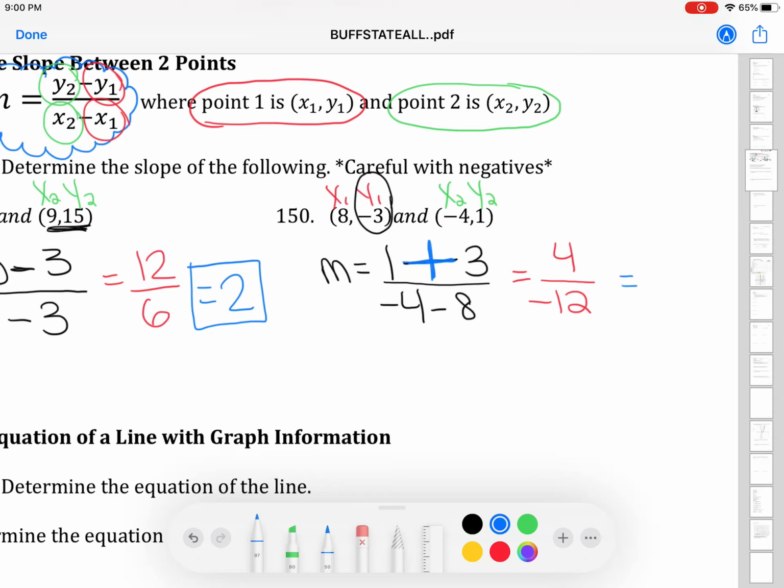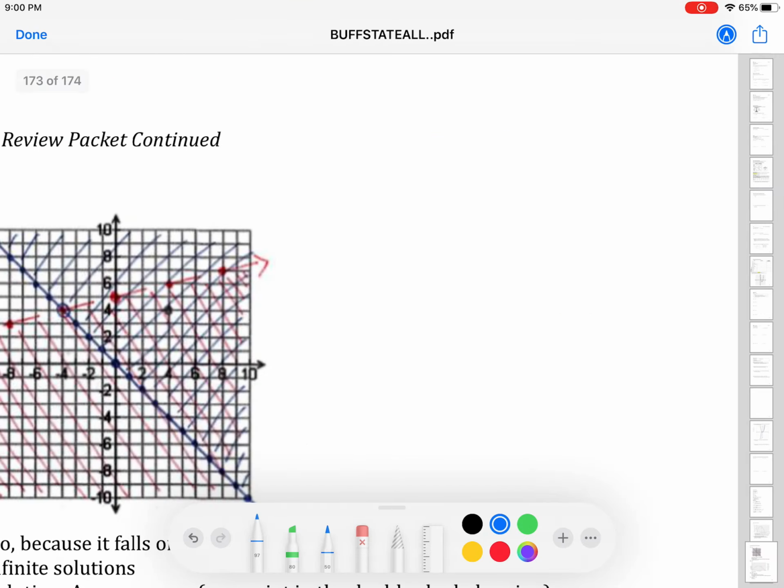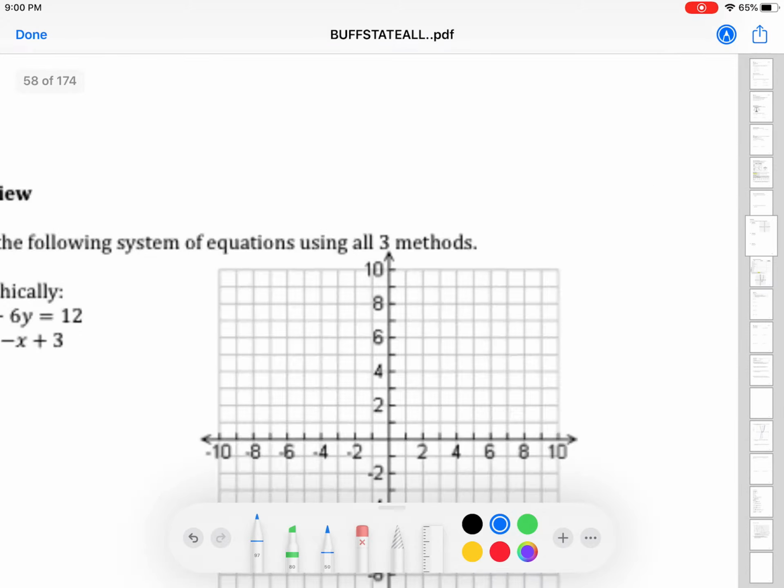Okay, you can simplify this down in your calculator by doing 4 divided by 12 and then pressing math, enter, enter. Or you can just simplify the fraction down. They have a common factor of 4. So if I take that out, it'll get me a negative 1/3.